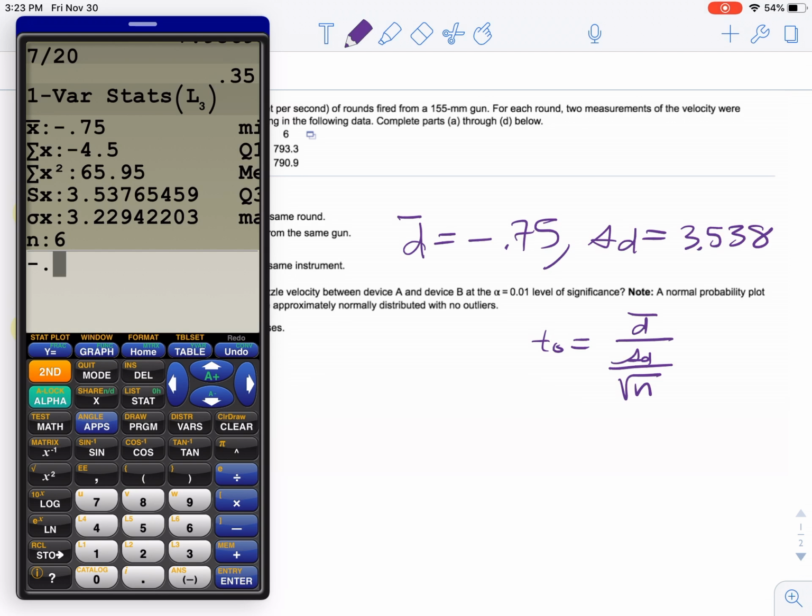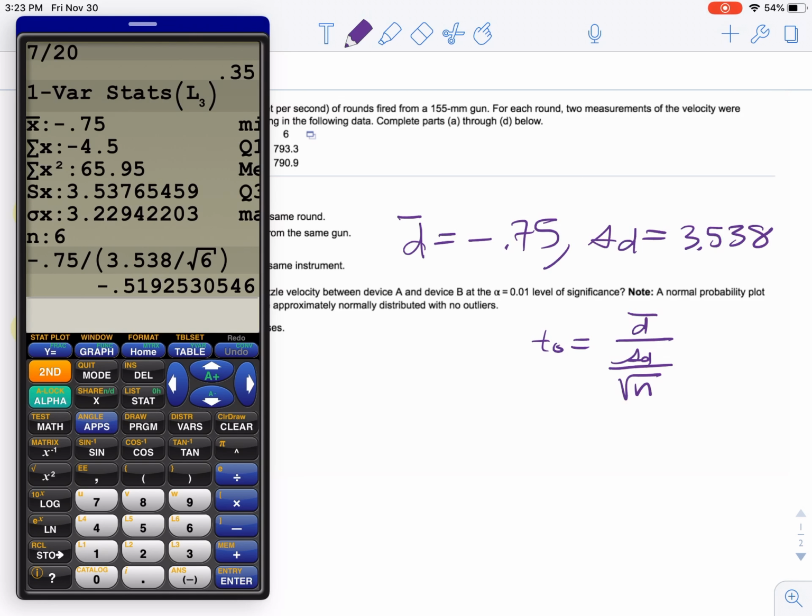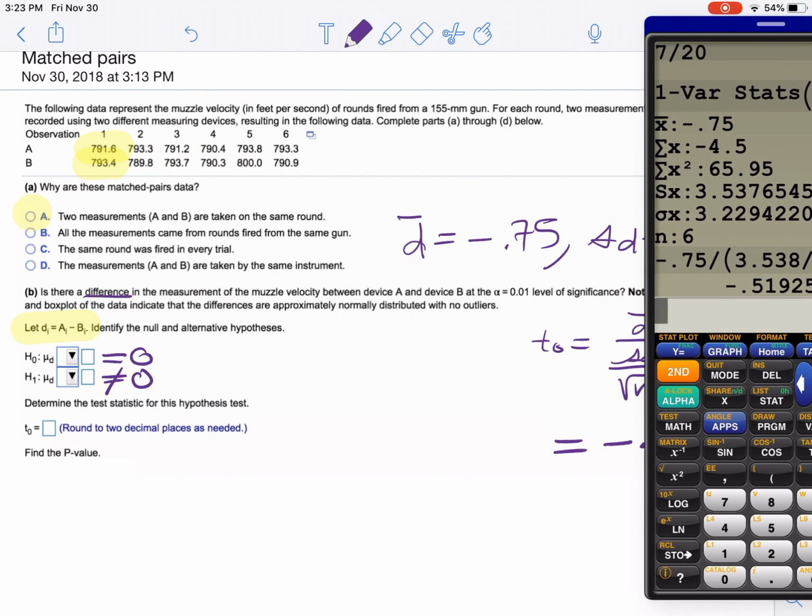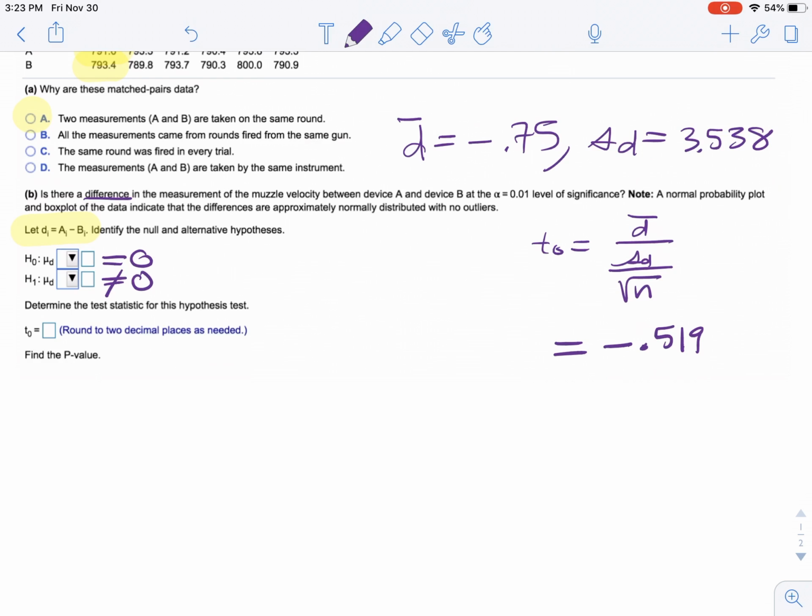So negative 0.75 divided by 3.538 divided by square root of 6. Notice that I put the parentheses around my denominator. And then we'll get a test statistic, negative 0.519. We now need to find the p-value. Okay, so that's our test statistic.